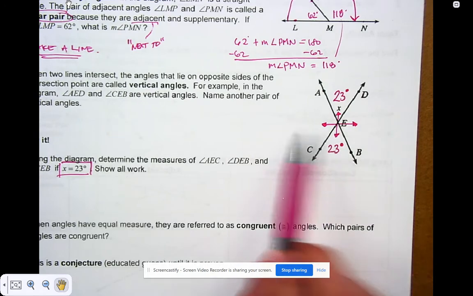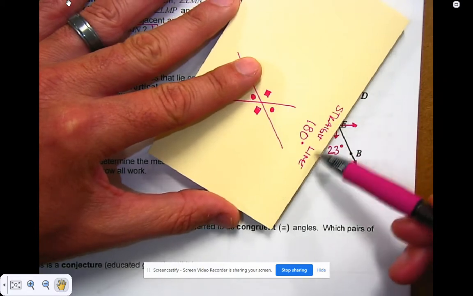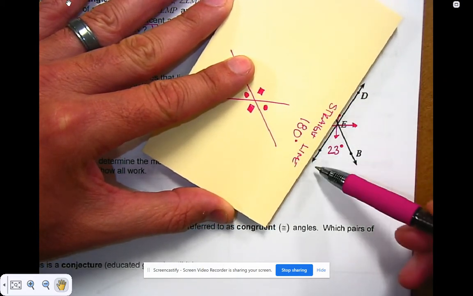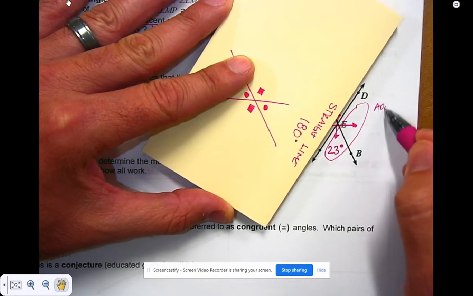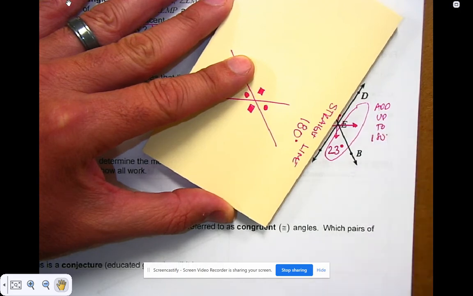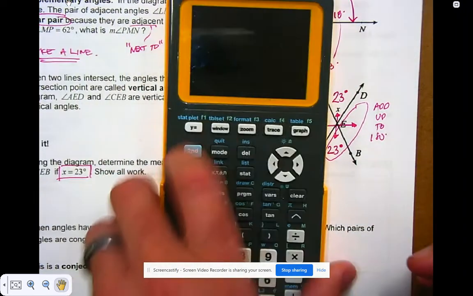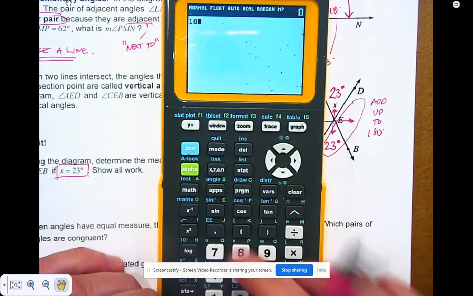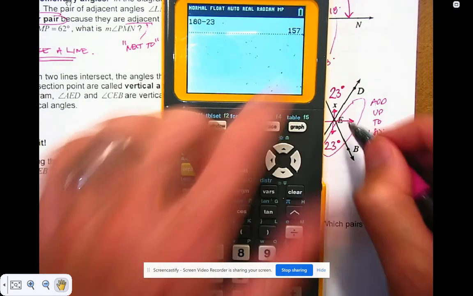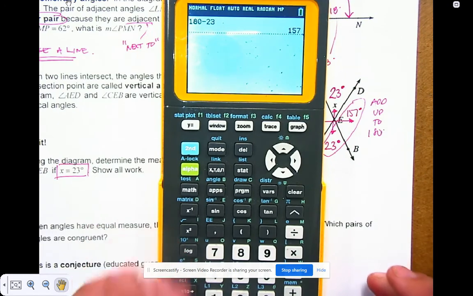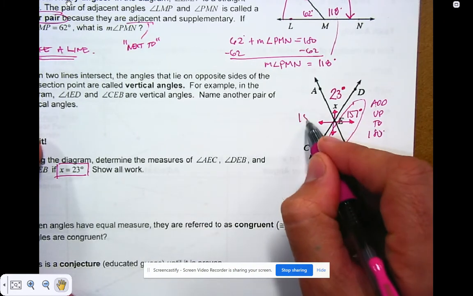Now, to get the other two angles, we have to go back and use what we just talked about. Isn't that a straight line? Yeah, this is a straight line. And if this is a straight line, these two angles must add up to 180 degrees. So I'm looking for that. I think most of you would probably do it this way by starting with 180. That's your total. And then take away what you've already used, right? What's left? 157 degrees. And then we can use our vertical angle. If this is 157, this is 157.